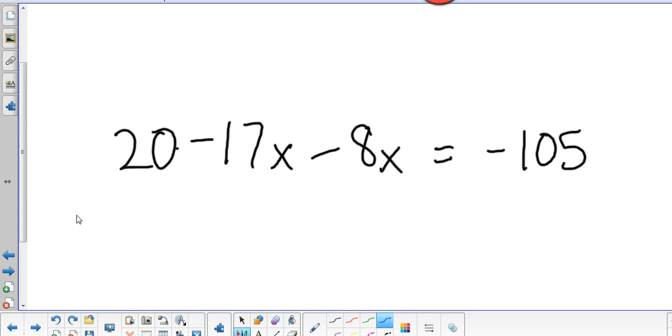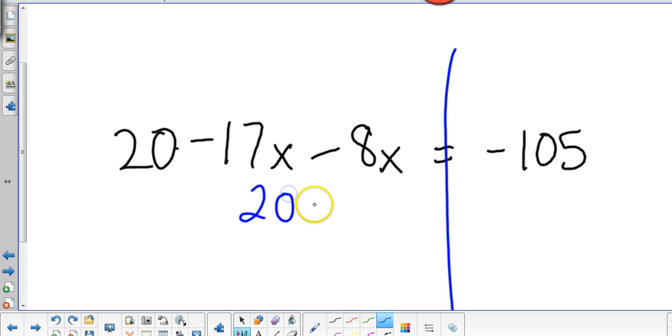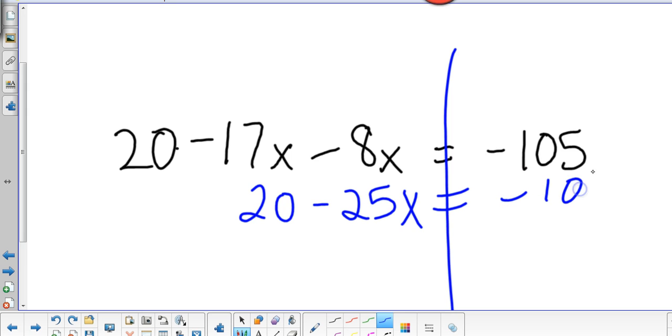Again, simplify first. We can simplify the left side of the equal sign by combining the minus 17x and the minus 8x to be minus 25x. So you can have 20 minus 25x, or you could have had negative 25x plus 20. And you go ahead and solve that.